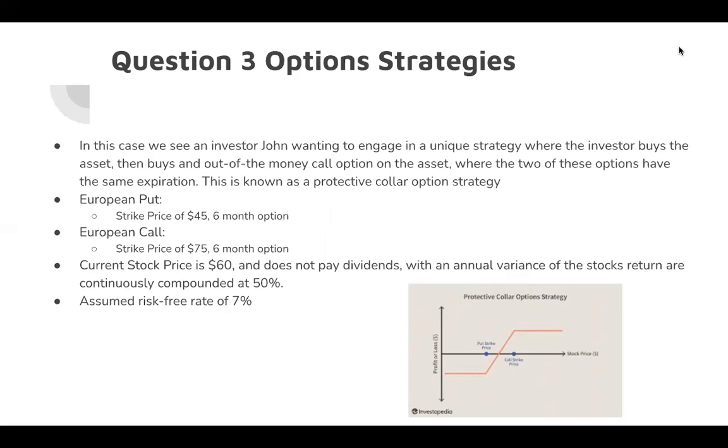Now, in our specific case, we have a European put with a strike price of $45 on a 6-month option, and a European call with a strike price of $75 as well on a 6-month option. The current stock price of the asset is $60 and does not pay dividends, and it has an annual volatility on the stock returns, continuously compounded, of 50%, and the assumed risk-free rate in this case is 7%.